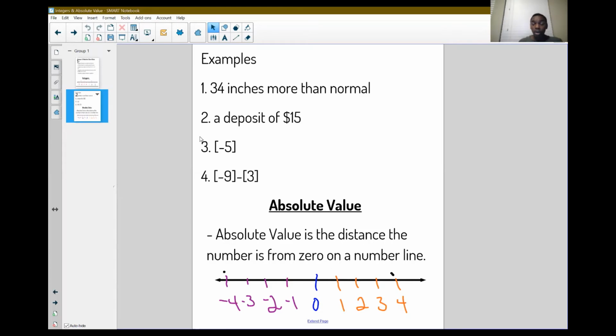So -4 and 4. Also, I did these examples: the absolute value of -5 is 5. But if you put a negative in front of it, it becomes negative. So the negative absolute value of 5 is negative 5.